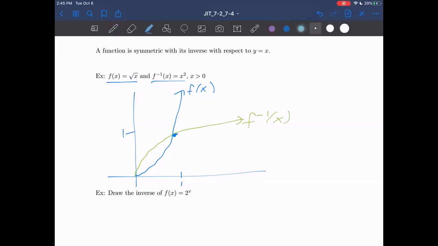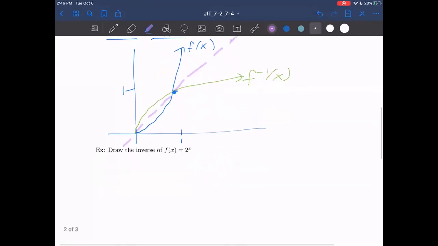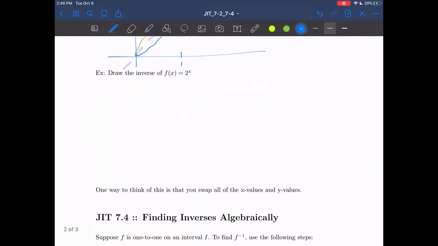Something to note, a function and its inverse are always symmetric with respect to the line y equals x. That line y equals x is that purple line I just drew, and we can see where our function and its inverse are symmetric across it. If we're given a function, we can use this to draw the inverse. So let's say we're given a function f of x equals 2 to the x. We know that'll have the point 0, 1.